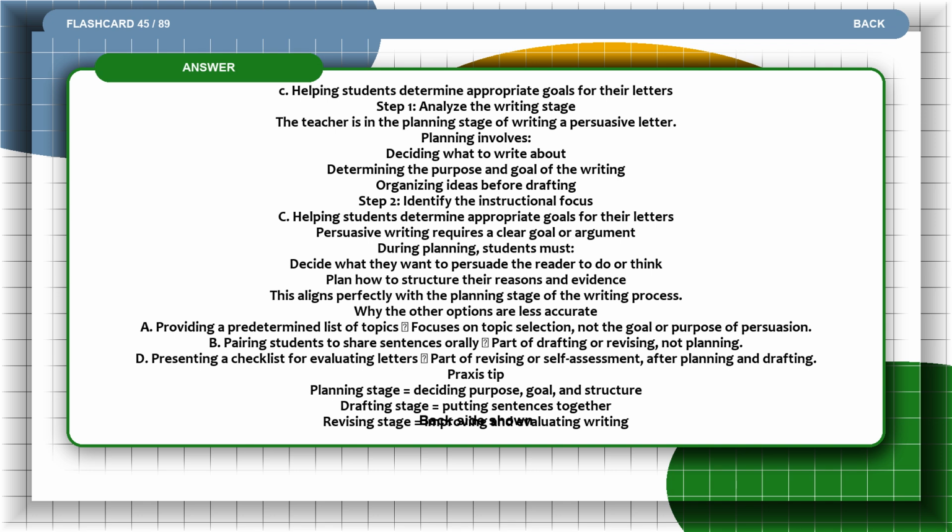Step 2. Identify the instructional focus. C. Helping students determine appropriate goals for their letters. Persuasive writing requires a clear goal or argument during planning. Students must decide what they want to persuade the reader to do or think, and plan how to structure their reasons and evidence. This aligns perfectly with the planning stage of the writing process, while the other options are less accurate.